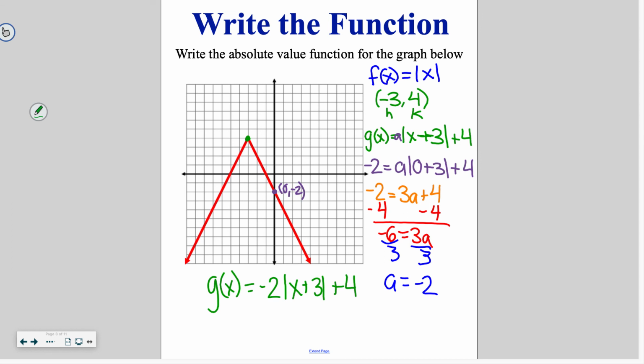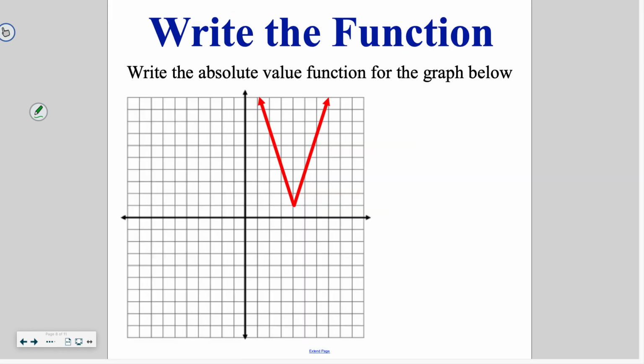So again, quick recap of the steps. Find the vertex. That's what you're plugging in for h and k. Pick another point on the graph. Again, any point on this line would have worked. Plug it in to your function. Put the a value outside so that you can solve for it. Go through, find a, and then write out your final equation. Go ahead and try this one on your own.